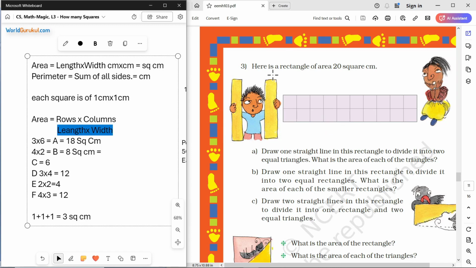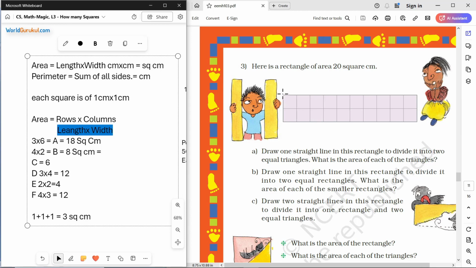So this one you see is a rectangle with 20 square centimeters. Yes, 2 rows and 10 columns. 2 by 10 is 20 square centimeters. And what's the question? Draw one straight line in this rectangle to divide it into two equal triangles. And what's the area of each triangle?